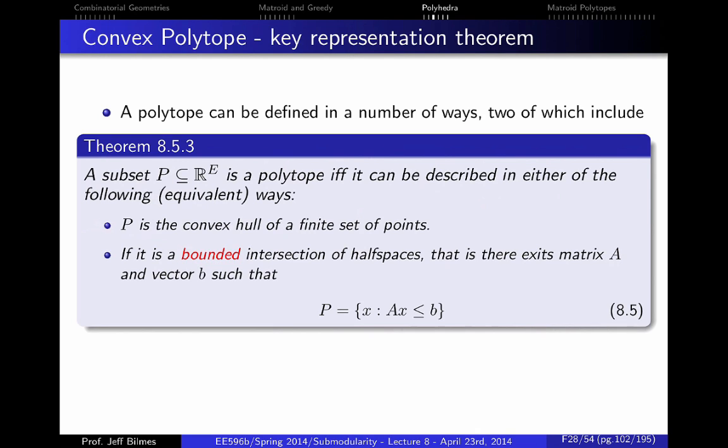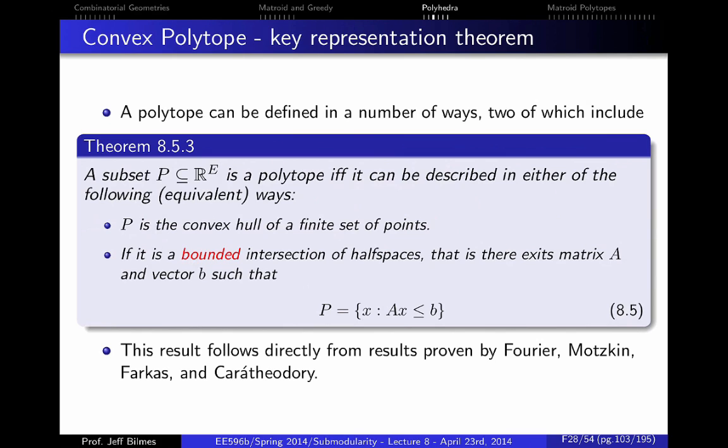Now, we can define a polytope in a number of ways. This is actually a very deep and fundamental theorem in polyhedral theory. So basically, it's saying that it's a subset of R^E. So P is a subset. It's a polytope if and only if it can be described by either of the following two equivalent ways. It's either the convex hull of a finite set of points, or it's a bounded intersection of half spaces. So basically, bounded is sort of the key. So it has to be bounded, meaning that it doesn't have an open face where you can go off to infinity in some direction. Okay?